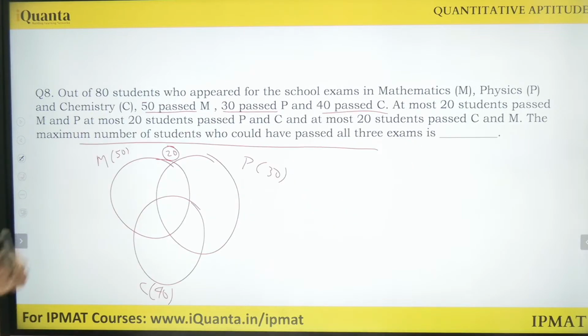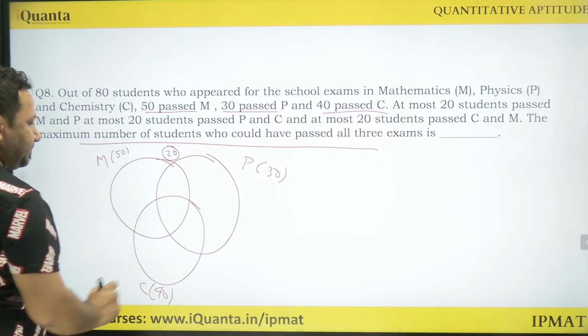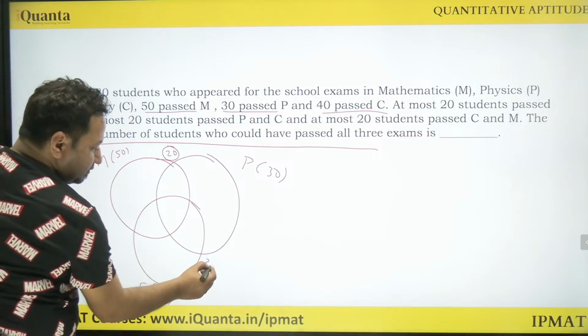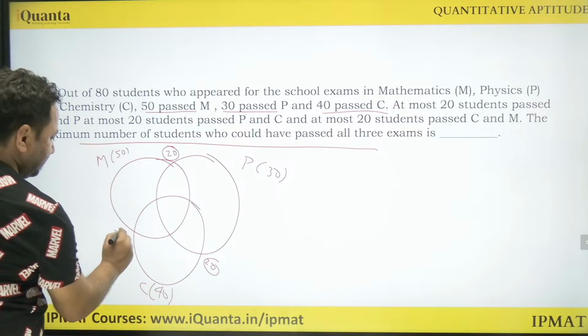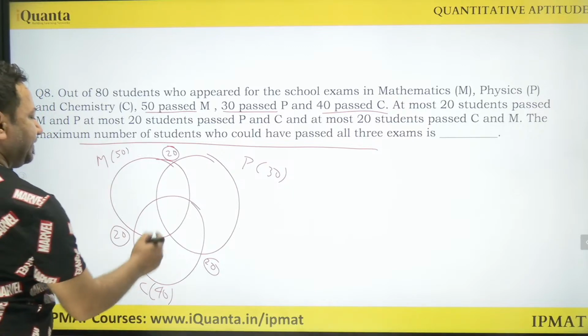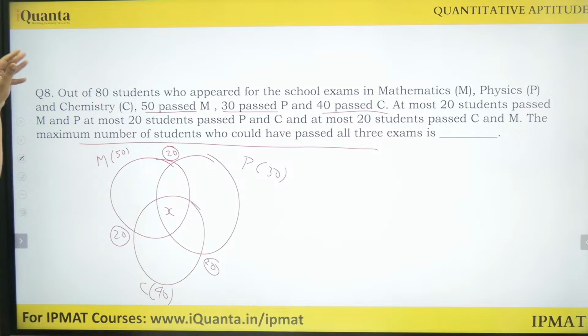Coming back to this one. At most 20 passed P and C. Alright, and at most 20 passed C and M. We need to find this value, isn't it? So what I need to find, I have just assumed it to be X. Clear?